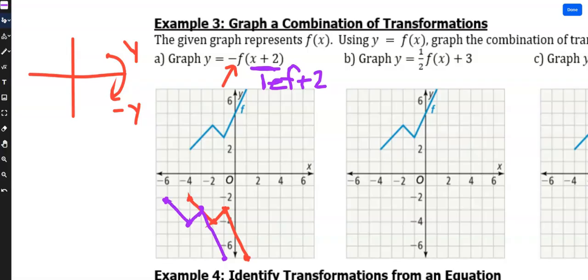So the purple one is the final answer to this question. So I can take the other ones away. So reflect first, shift second. Okay, now, in this particular one, we have, once again, it's on the outside. So that is a vertical shrink.